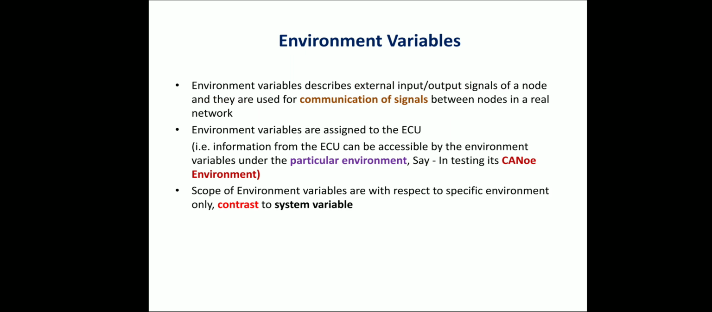All right, so now we'll get into variables. There are two types of variables in CAPL: system variables and environment variables. So what exactly are environment variables? Environment variables describe the external input and output signals of a node, and they are used for communication of signals between nodes in a real network.